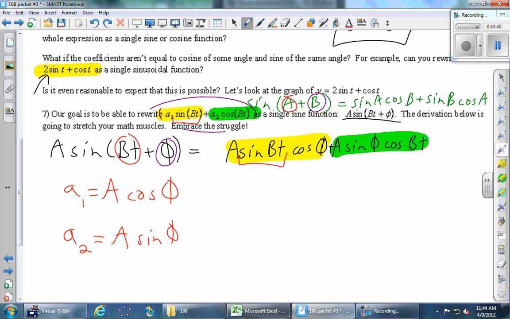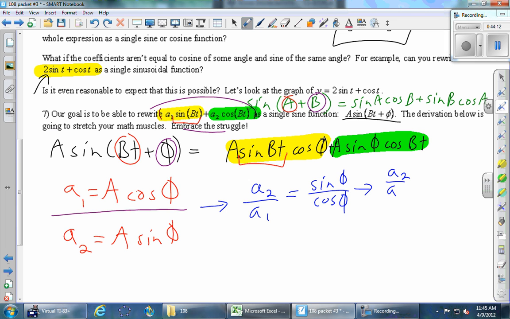Okay, first thing I'm going to do is divide these equations by each other. What really nice thing happens when you divide? The capital A's cancel. I actually would like to divide in the upside down order from what's given here. So let's flip everything in our minds. A2 divided by A1 equals sine phi divided by cosine phi. Right, just flipping it over. So A2 over A1 is really the tangent of phi.